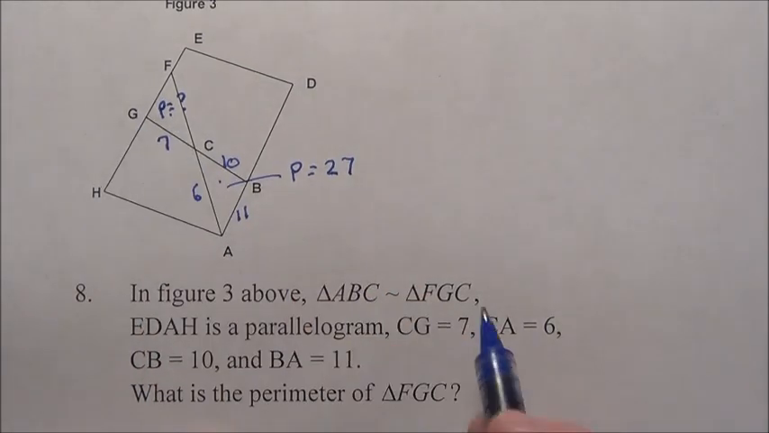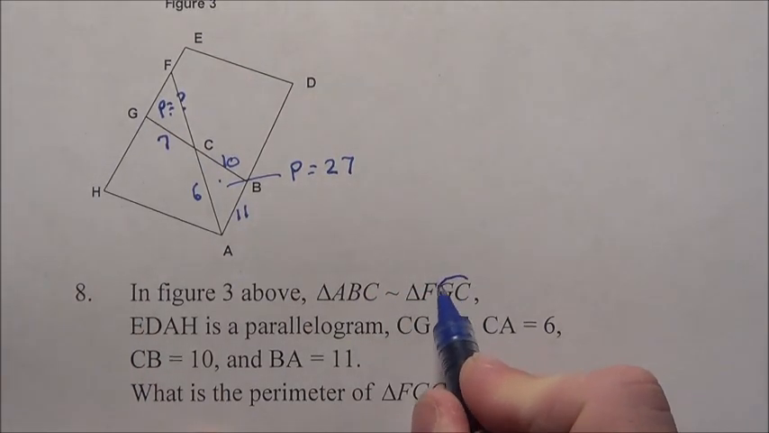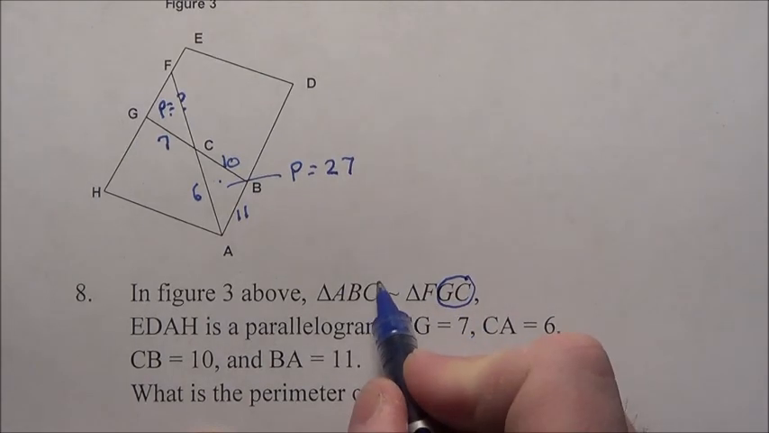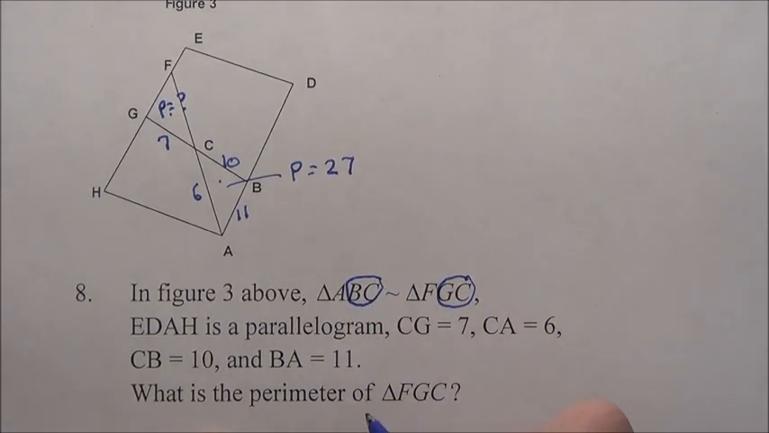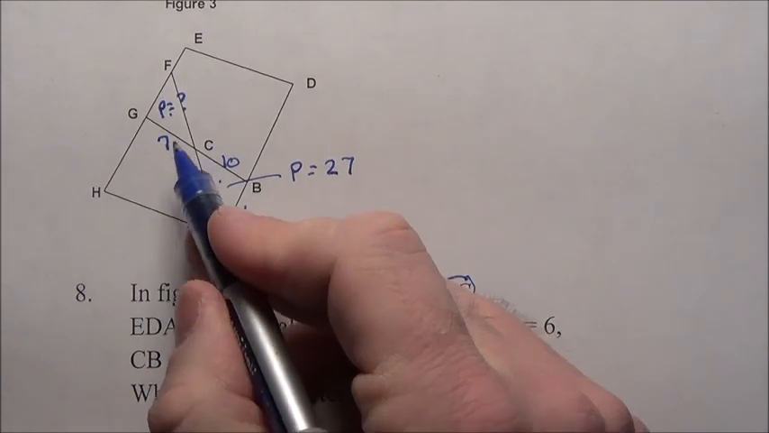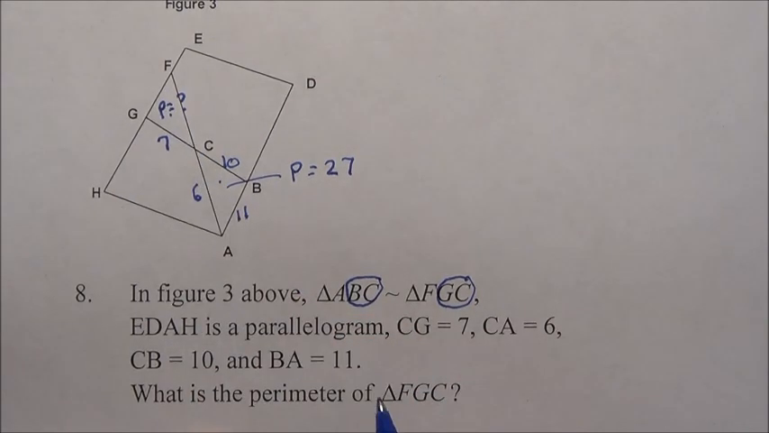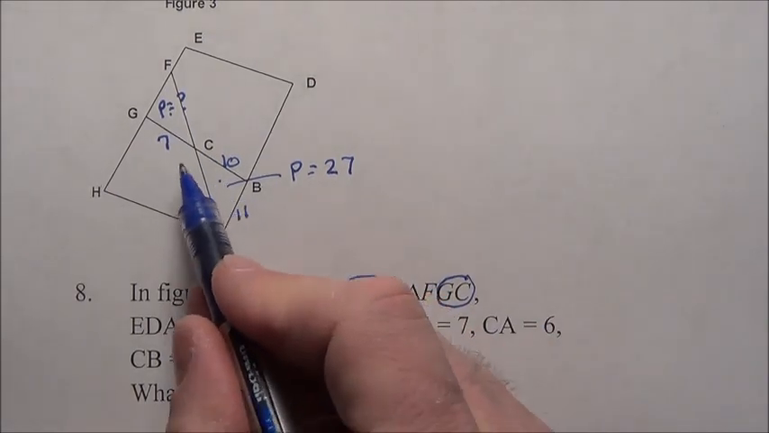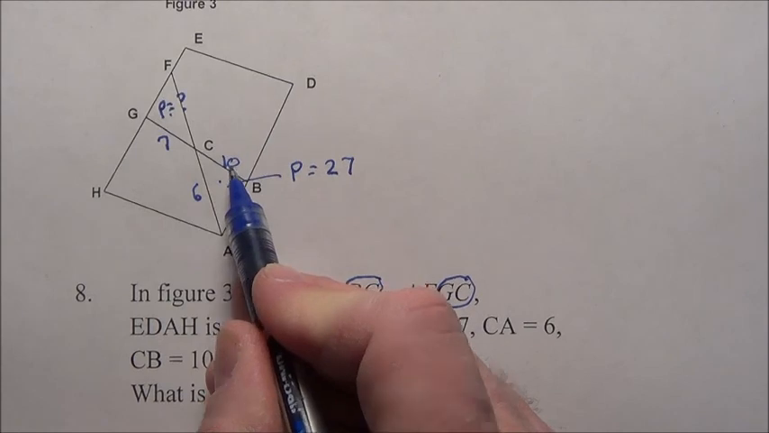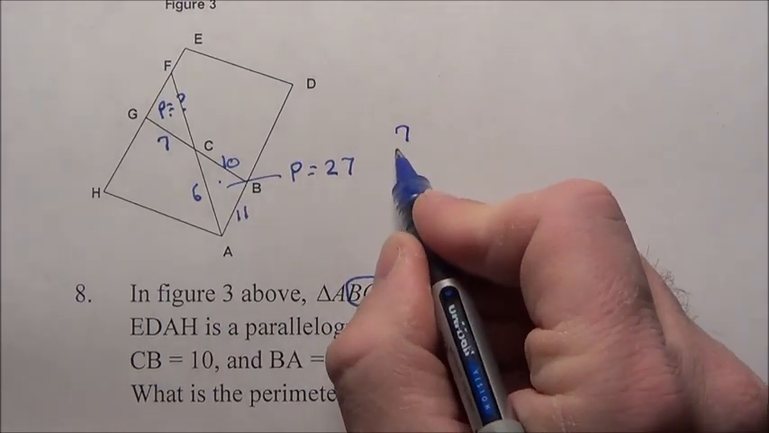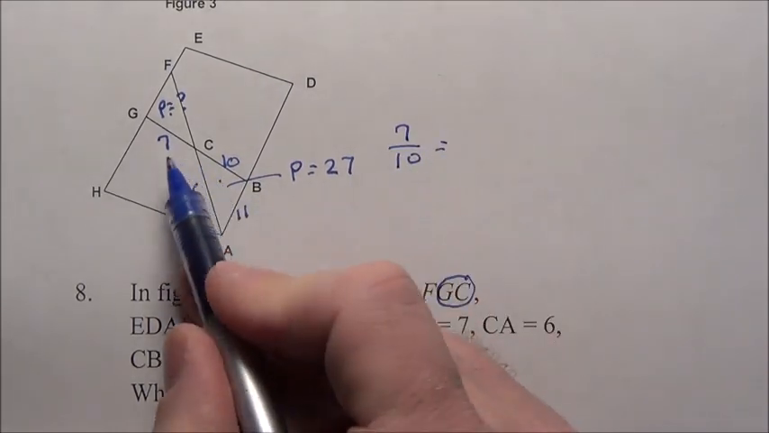We're looking at CG. Here's CG. You can see that that guy must correspond to BC. A lot of kids would do 7 to 6, but it's not. The 10 and the 7 are the sides that correspond because B to C is that. So what I'm going to set up, I'm going to say 7 is to the 10. So I'm going to do that right here. 7 is to the 10. Those are the corresponding sides.